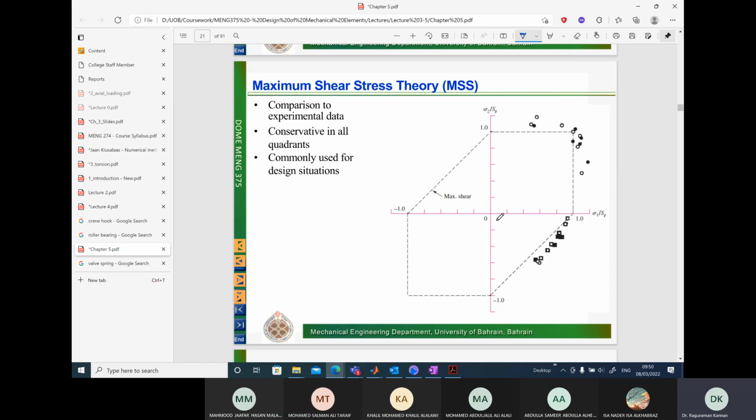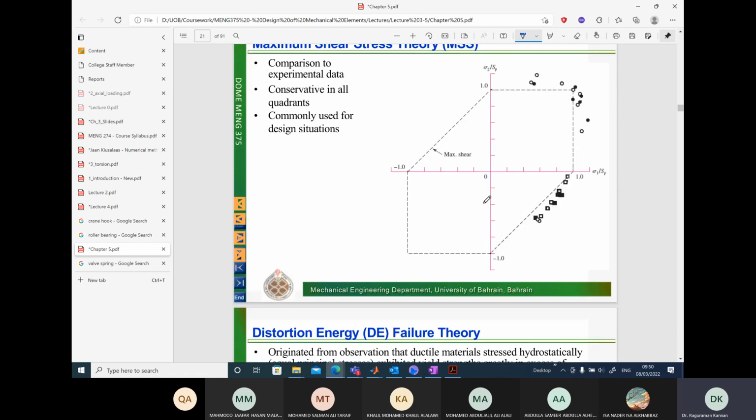Now, why does this theory work so well? Simple. In a ductile material, all failure takes place due to exceeding shear stresses. We have seen that in the previous chapter, where the exceeding shear stresses lead to slip phenomena in the ductile materials. Due to the slip phenomena, we have plastic deformation. So it is shear stresses which are responsible for failure in the ductile materials, and therefore maximum shear stress theory works very well for our case.